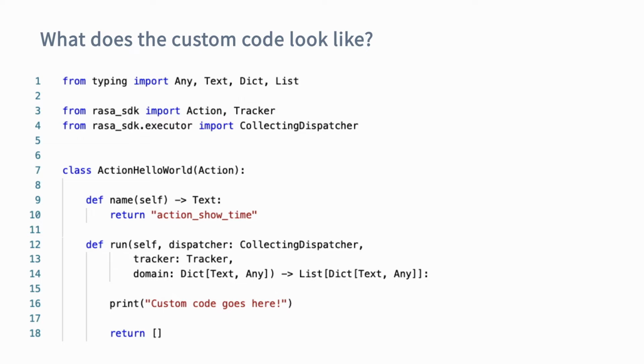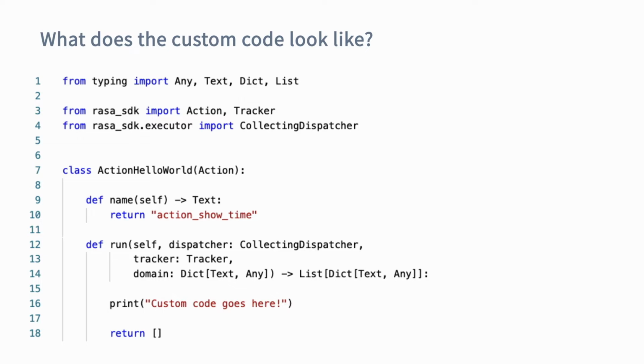And there's a few things to observe. A Rasa custom action is implemented as a Python class. Rasa provides a library called Rasa SDK that makes it easy for you to define a custom action, but you will need to follow a predefined API. So let's dive into this.